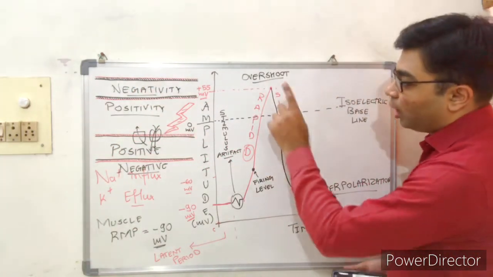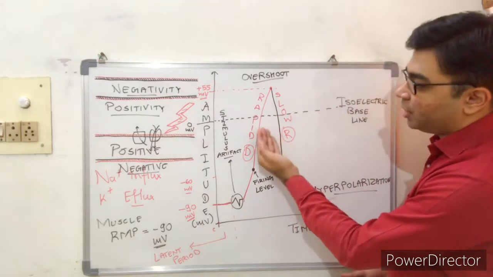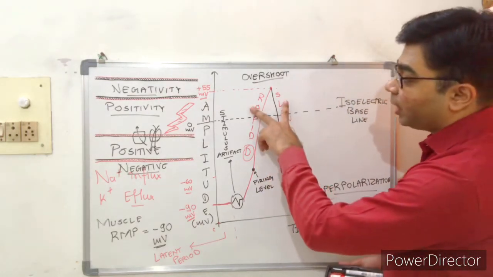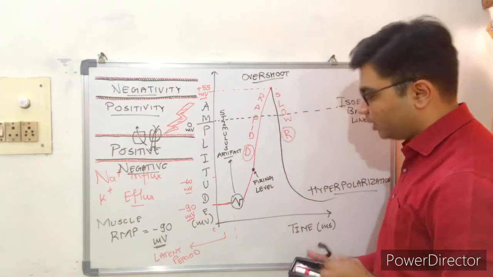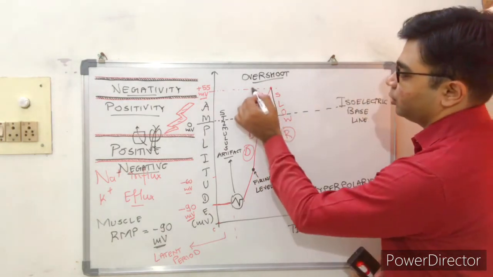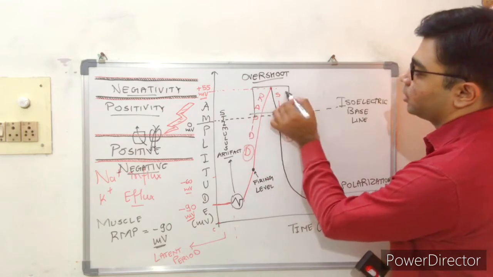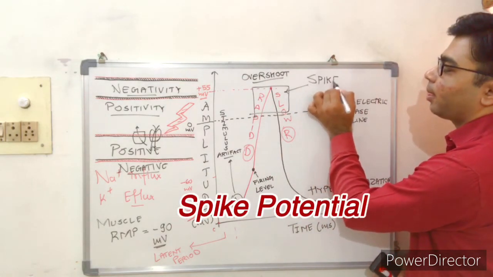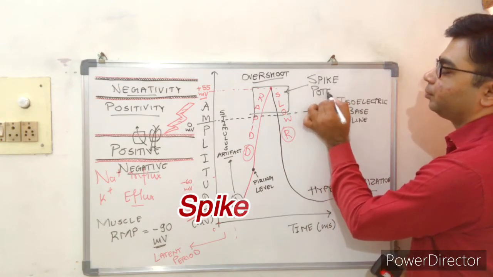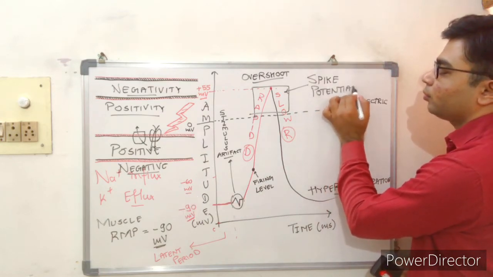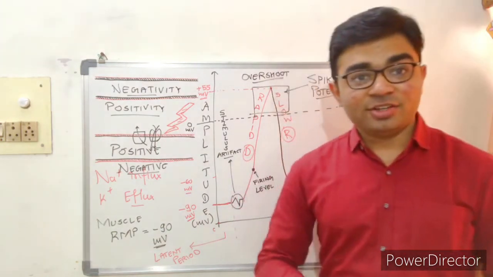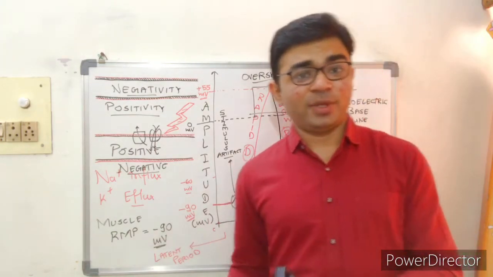Right? So rapid depolarization, which is followed by a rapid repolarization, we combine these two, and it is known as a spike potential. So if I draw a box like this, then the combination of these two is known as a spike potential. Right. I hope you are clear with the ionic changes as well as the graphical representation.